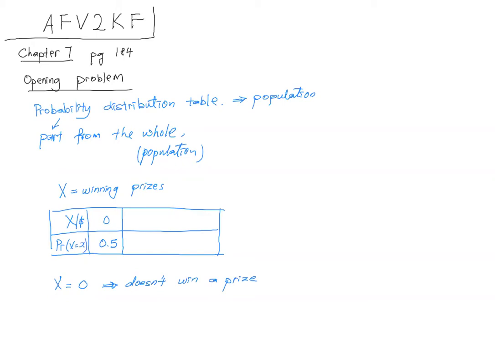What is the probability of winning a prize of $2? 0.35. $5, $10, $20, and this is given 0.1.